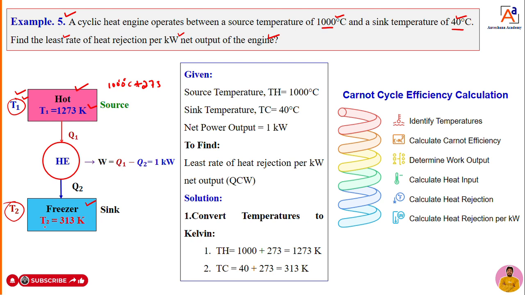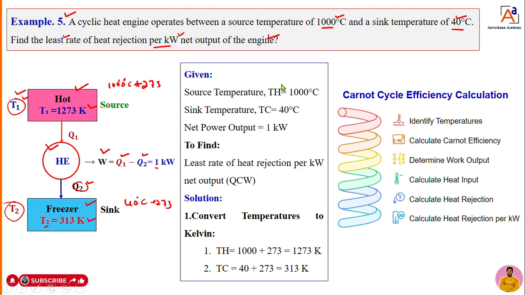Then heat is going to be rejected through the sink. T2 is given as 40 degrees Celsius. Convert it into Kelvin by adding 273, so T2 is equal to 313 Kelvin. Because of these two temperatures, the engine is going to do some amount of work, represented as capital W, which is W equal to Q1 minus Q2. Here it is asking per kilowatt, meaning the work done by the engine is 1 kilowatt, and you need to calculate how much heat is rejected. We will do it step by step.